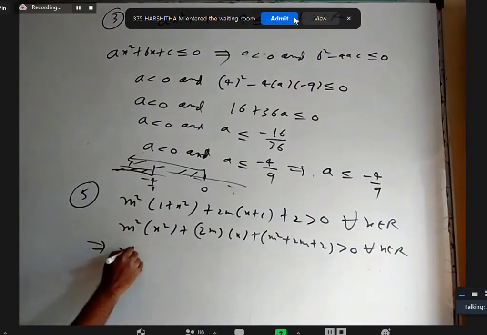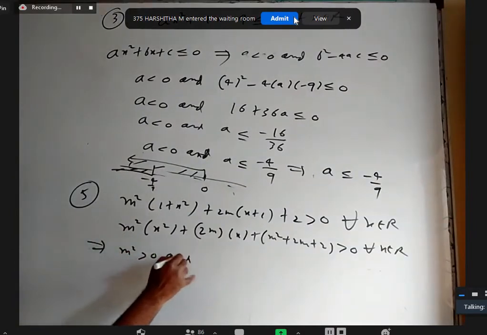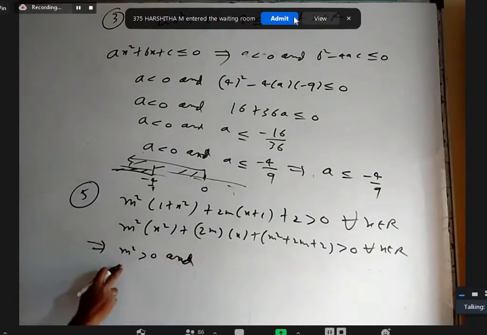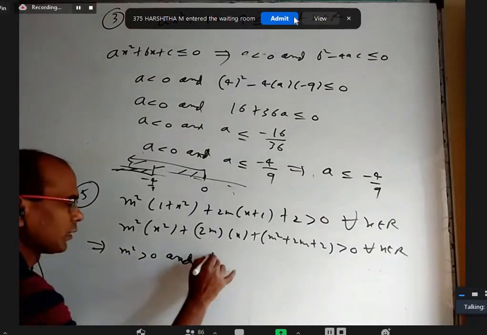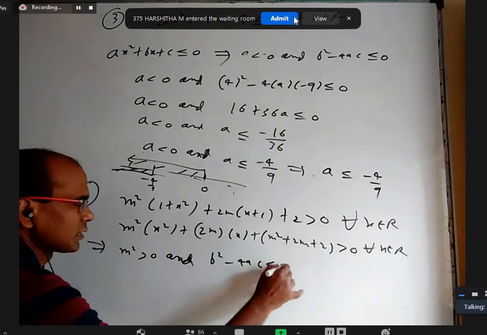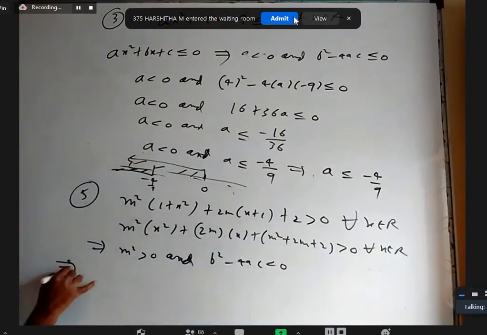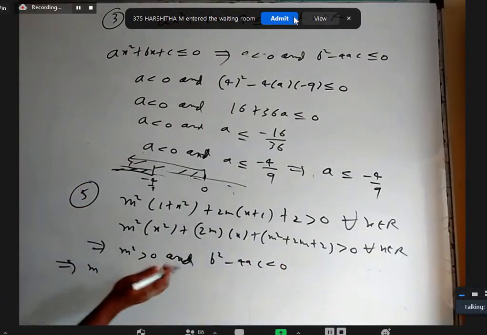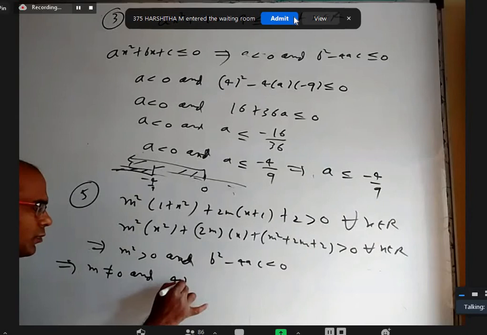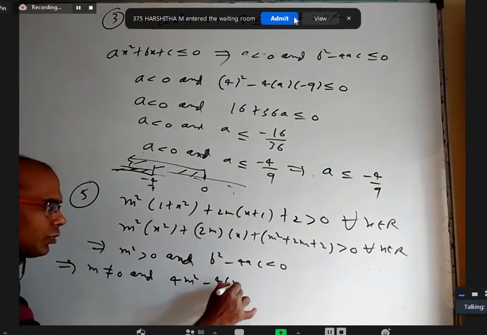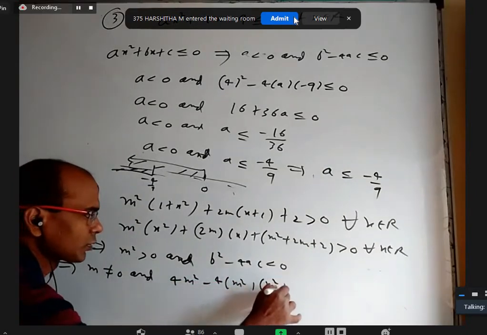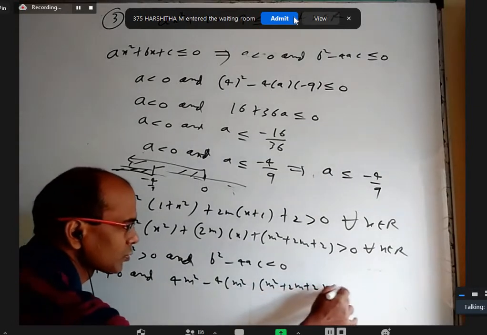Then m square should be greater than 0. When you want an expression to be always positive, the leading coefficient should be positive and the roots should be complex, so b square minus 4ac less than 0. M square is always positive, with one condition that m should not be 0. B square: 2m whole square minus 4 into m square into m square plus 2m plus 2 should be less than 0.